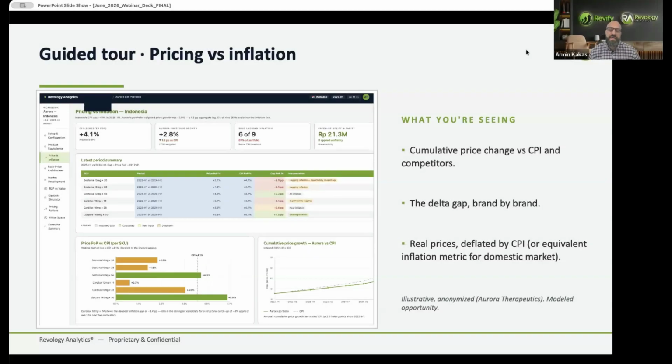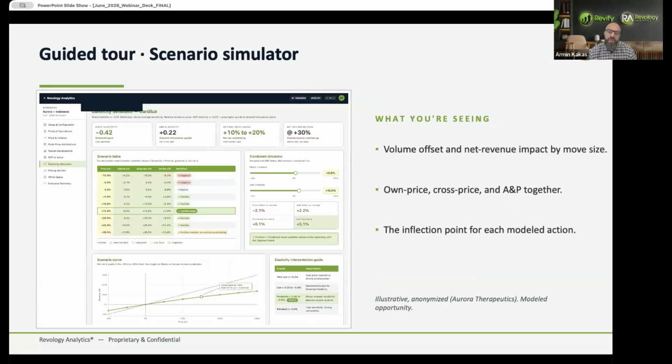You can see the actual screenshots of the modules. This is where you can essentially model out different price changes along with advertising and promotional changes, right? So you can figure out what is the impact on your business, both demand level and financial/profitability. And you can also model out the impacts of competitor price moves, right?